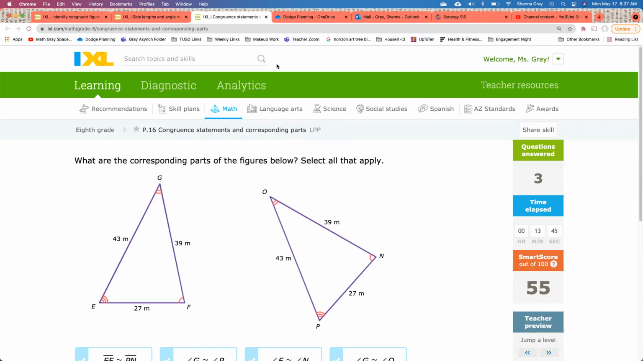All right. This is topic LPP. I'm not sure I said that at the beginning, but that's what this one is. LPP. Okay, good luck. Let me know if you have questions.